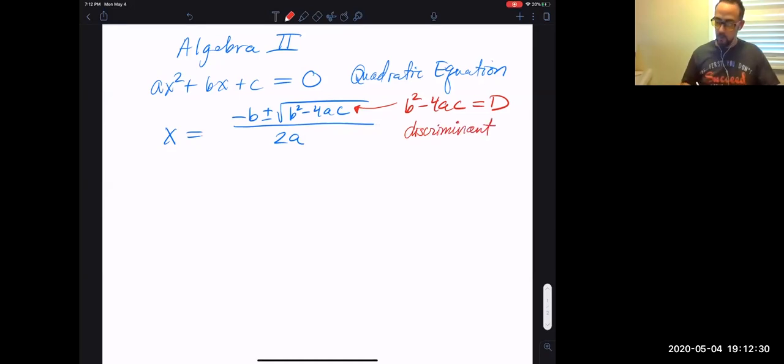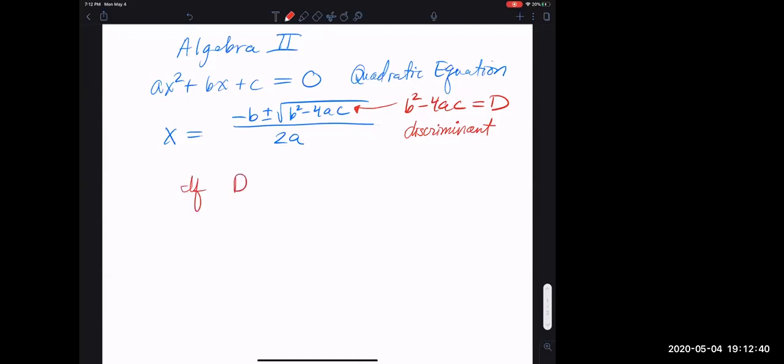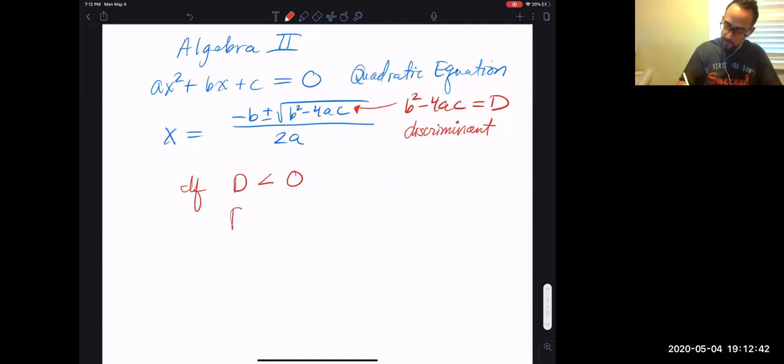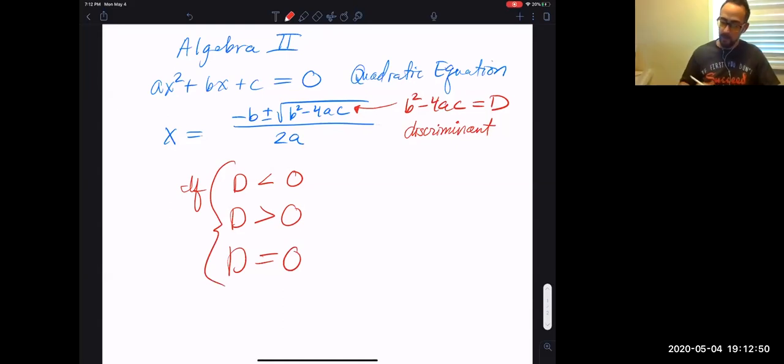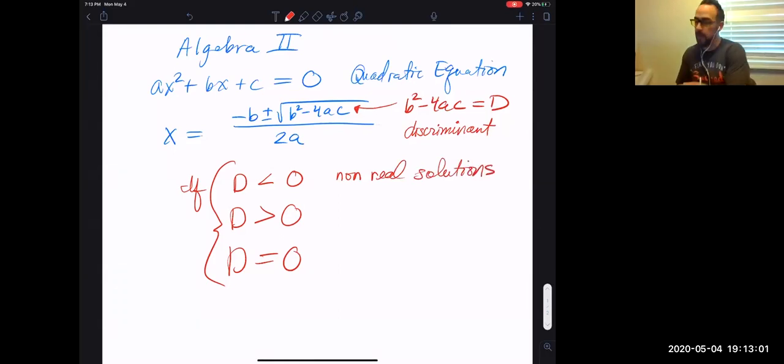Now the discriminant, we can call it capital D, right? So you could say if d is less than 0, if d is greater than 0, if d equals 0, then we have different cases. If d is less than 0, then we have non-real solutions, because you have a negative under the radical. That causes there to be an imaginary solution, like a non-real solution.